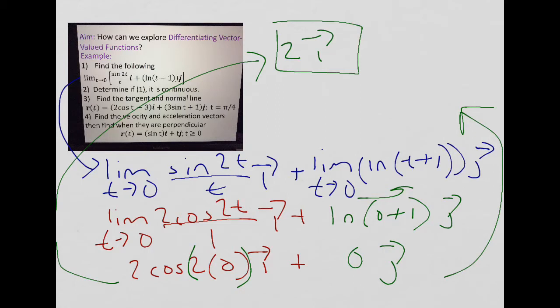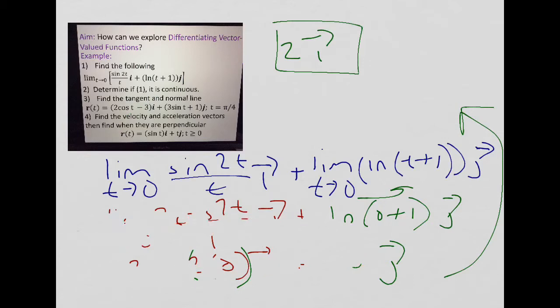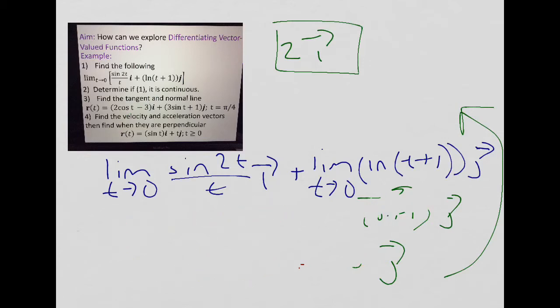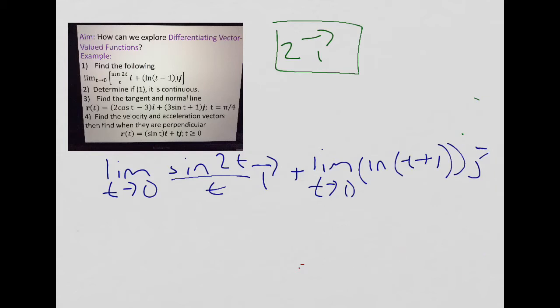Okay, so you can start copying number 2 while I erase a little bit of this. Not too much, because we want to know if our vector-valued function is continuous. To determine that, we have to take a look at how our vector-valued function is defined. So here we go. I'm going to rewrite it a little bit differently.